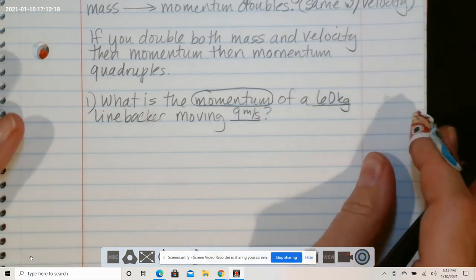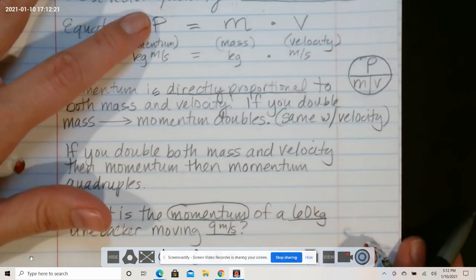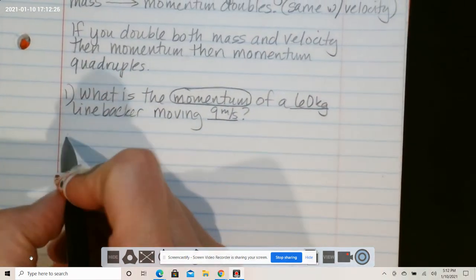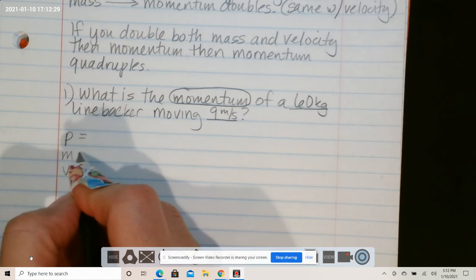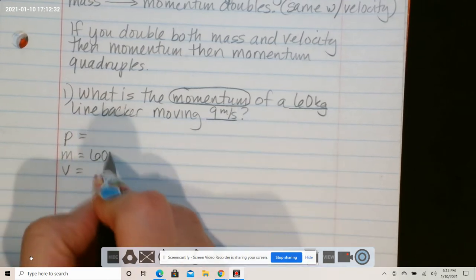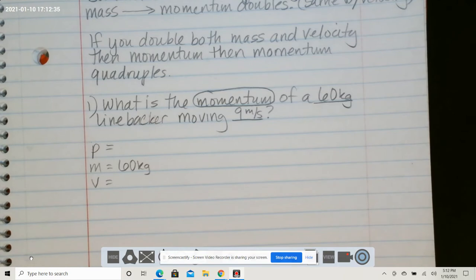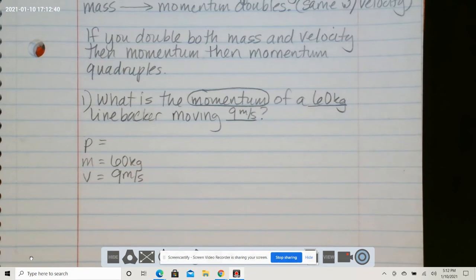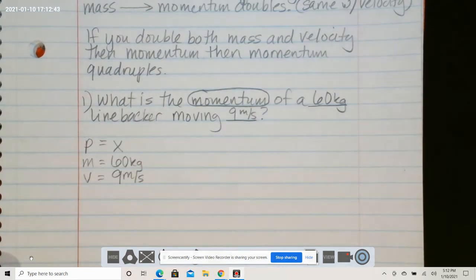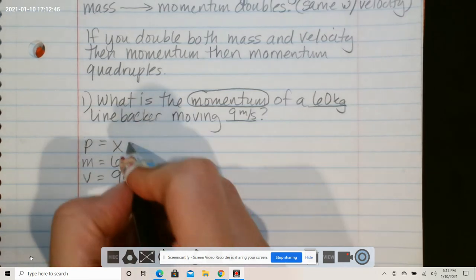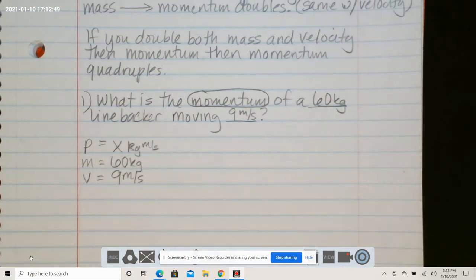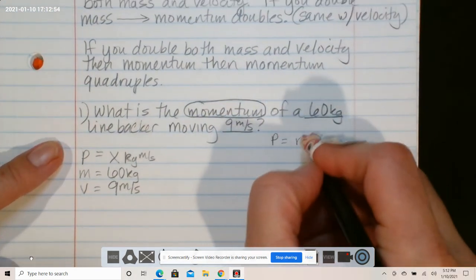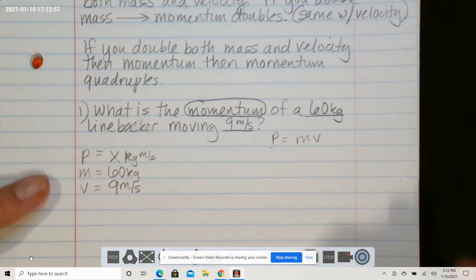So we also need to pull out our variables. Our variables we're going to use are P, M, and V. So I'm going to write those variables down here, P, M, V. We're given a mass of 60 kilograms, so I'm going to plug that into the variable for M. We're given a velocity of 9 meters per second, so I'll plug that variable in there for V. And I'm looking for momentum, that's going to be my X. And remember, momentum is found in kilogram meters per second. And now I'm going to be using my base equation, which is P equals M times V, because I'm looking for P.